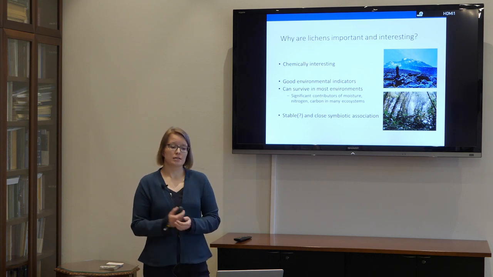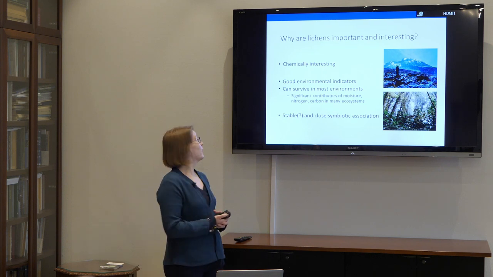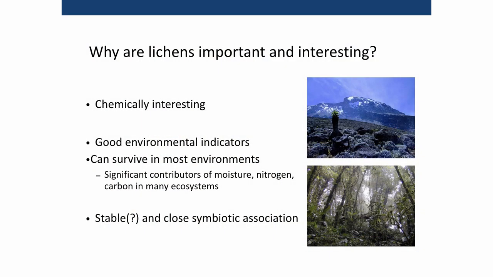So why are lichens important and interesting, at least in my opinion? Well, they are chemically very interesting. They are also good environmental indicators. And like I already mentioned, they are present almost everywhere, so they can survive in most environments. And in many environments, they are also very significant in many ways. They, for example, collect moisture, and they can fix nitrogen and produce carbon in many ecosystems. And like I already mentioned, they are a very nice model of a symbiotic association.